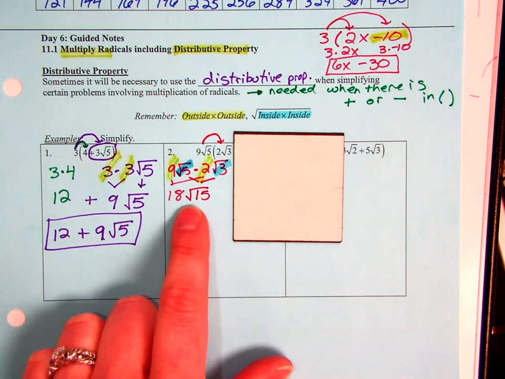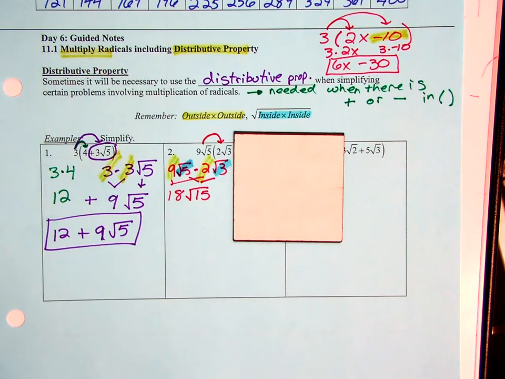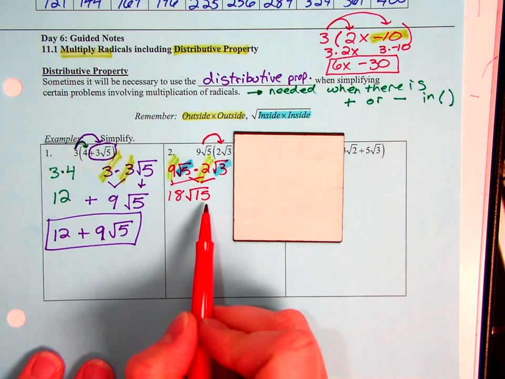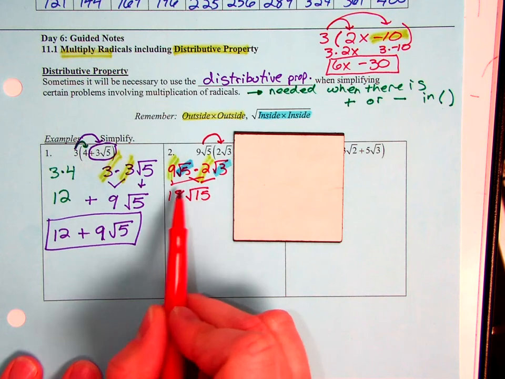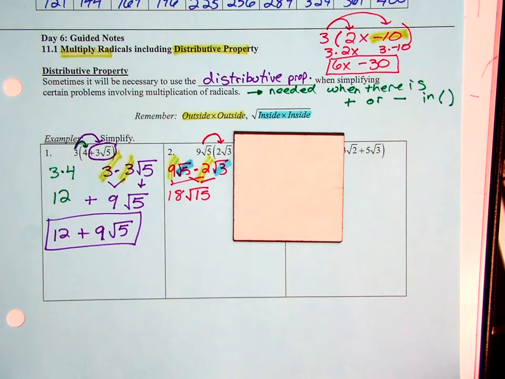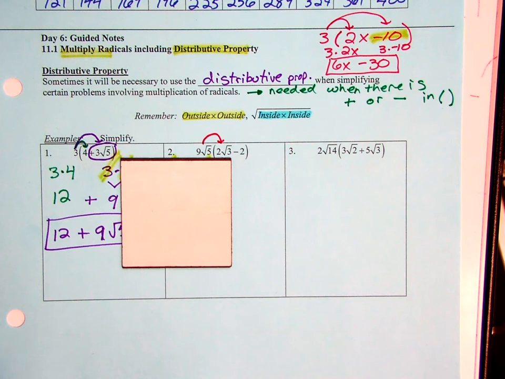And then I need to check to see if I can simplify this. I need to go as far as I can with this problem simplifying-wise before I even worry about doing the next distributing step. So 15 is not a perfect square, and there's not a perfect square that goes into it evenly. So in the end, 18 square root of 15 is as far as I can go with this side. So now I'm going to ignore this side of the problem and work on the other side.